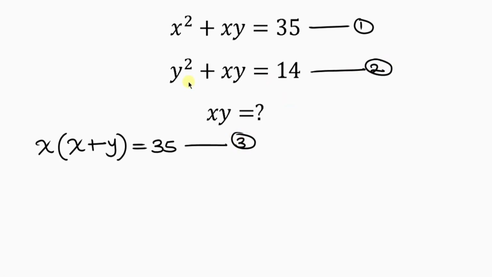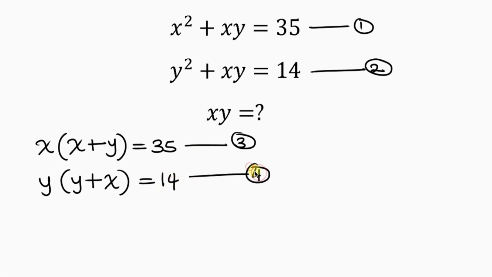Now from equation 2, y is common, so we can factor out y, open bracket. Now y squared divided by y is y, plus xy divided by y is x, and this is equal to 14, and we can name this equation 4.